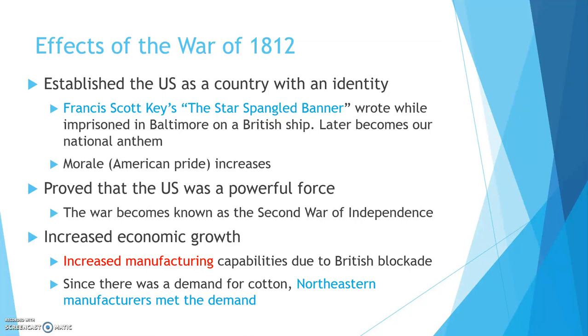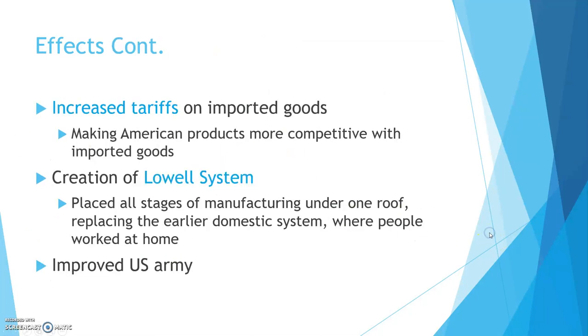Another thing you need to know for your test is that it increased economic growth. So it increased manufacturing capabilities due to a British blockade. So the British had basically blocked where we were getting goods from overseas to us. Because of that, there was a shortage of cotton, and so northeastern manufacturers met that demand, and they started producing much more cotton. So that's going to help manufacturers and the economy as a whole. So that's going to provide economic growth.